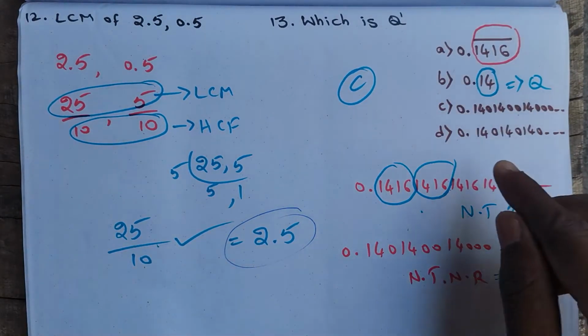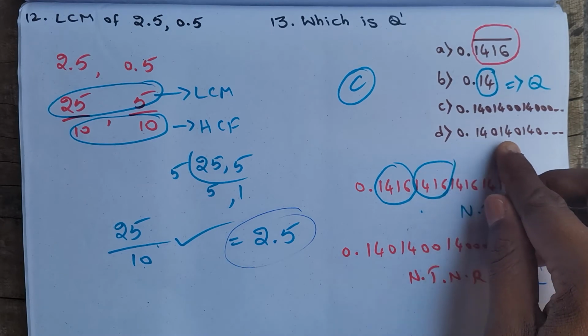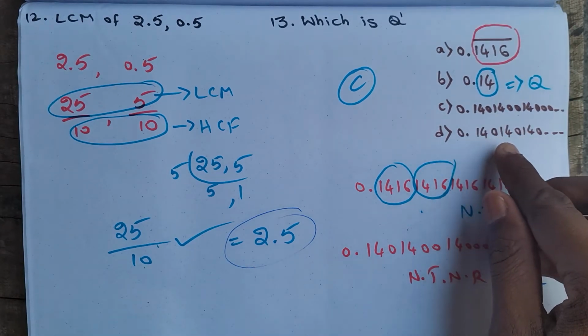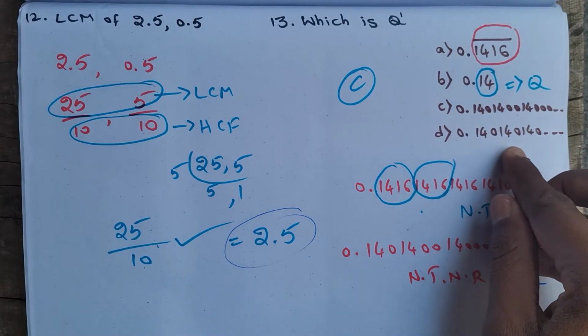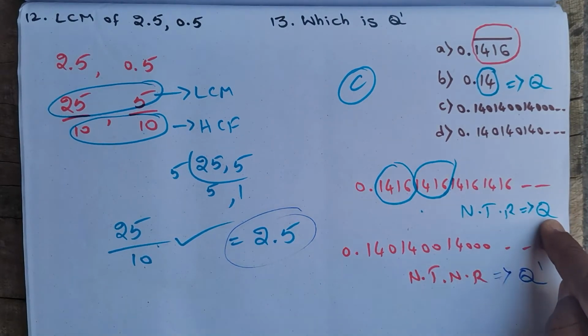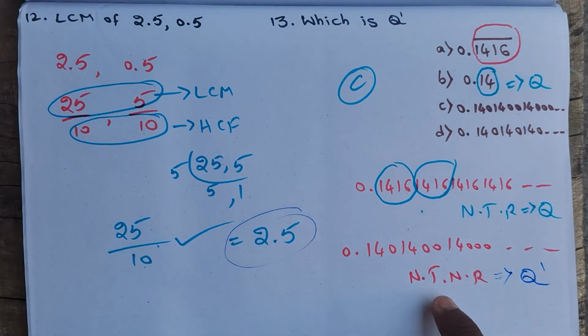Next option D, if you observe 0.140, 140, 140, 140 is repeating. So non-terminating repeating. Non-terminating repeating is always rational. Neither terminating nor repeating, only irrational.